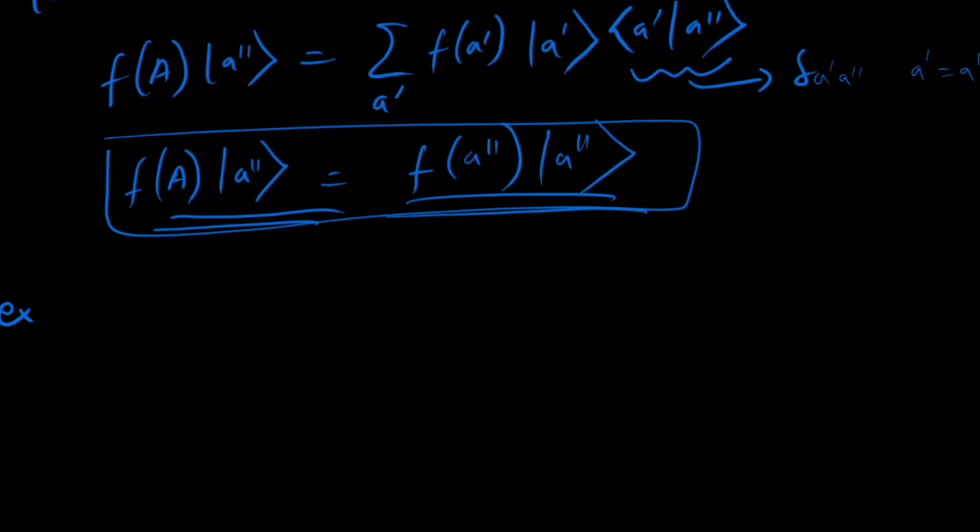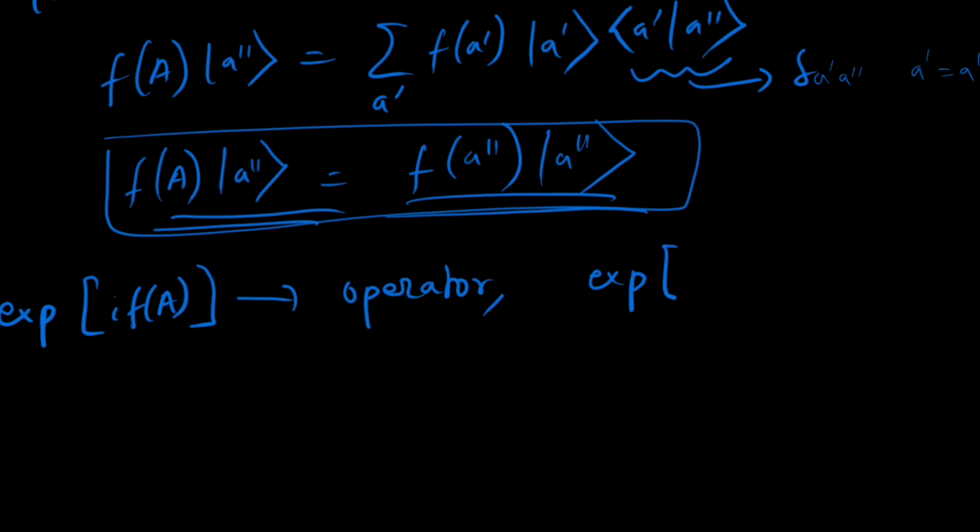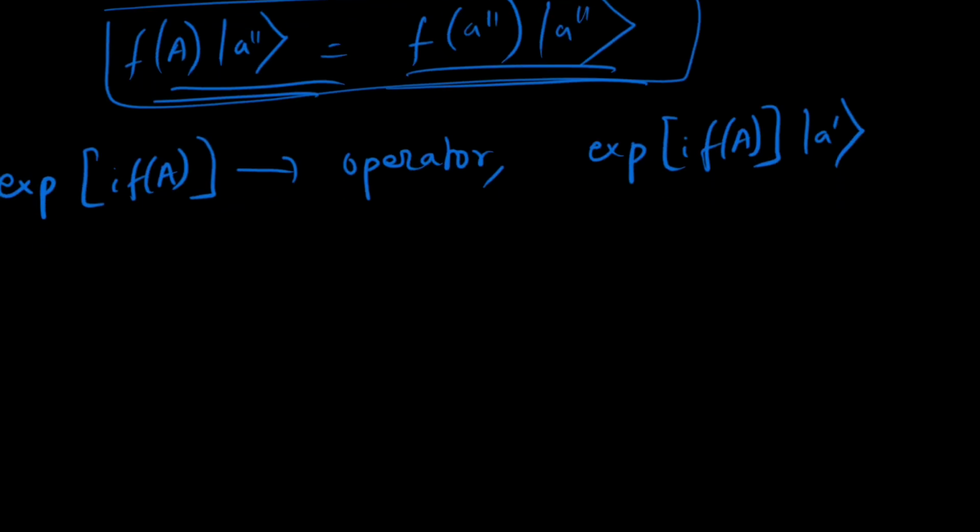let's calculate the exponential of i f of A. So this is also an operator, right? So what do we get if we act it on a state? If we operate it on a state, say a prime, there's no space here, let me write it below. So exponential of i f of A on a prime, if we act on this state, what do we get?